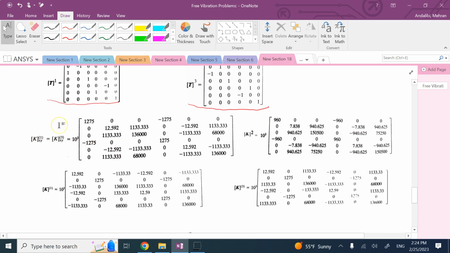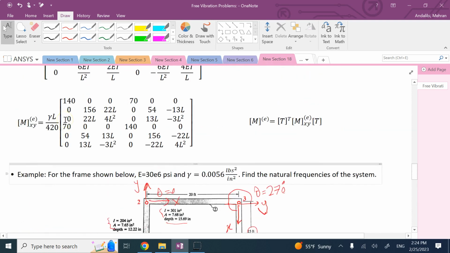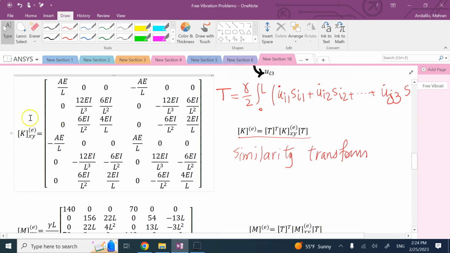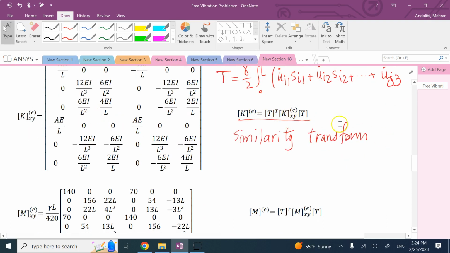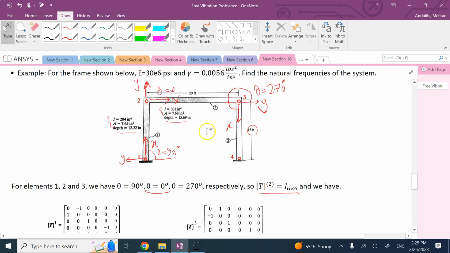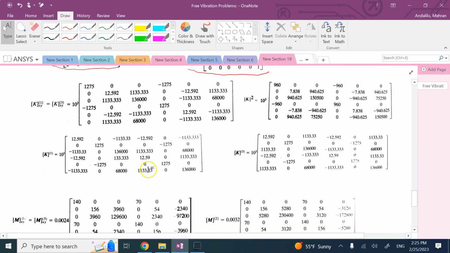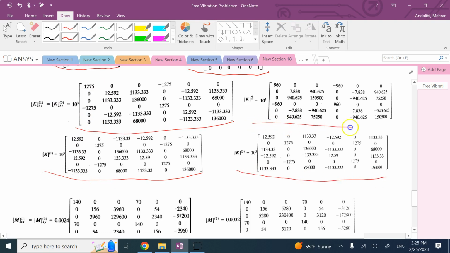For elements 1 and 3, then the K local, like element 2, comes from this formula that we had, and then we apply the similarity transform using their own respective T's, and that is going to give us some different global K compared to the local K. So this is the global K of element 1, this is the local K of element 1, right? And you see the numbers are different. The same thing goes for 3, but for 2, K global and K local are the same.